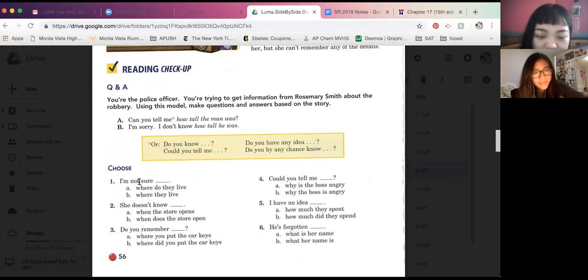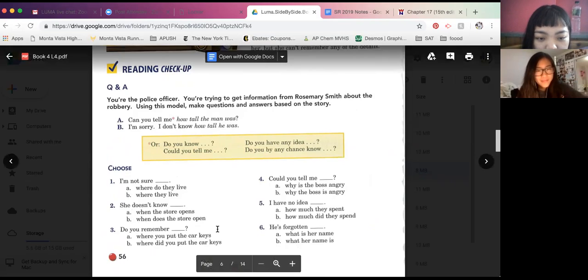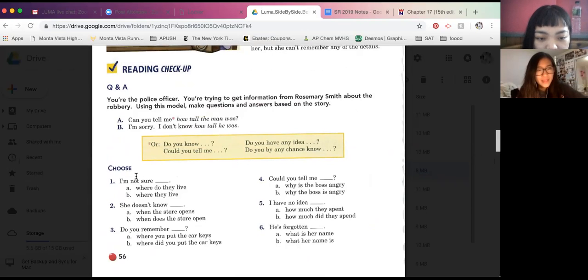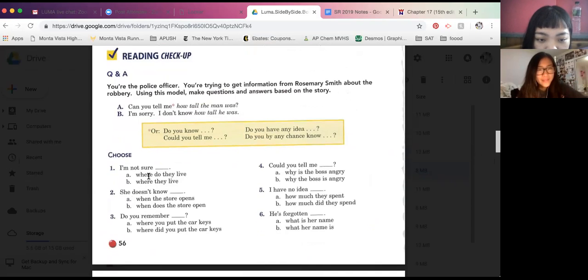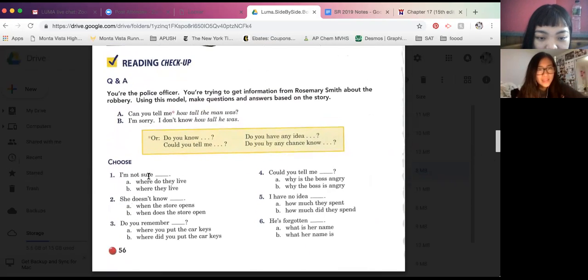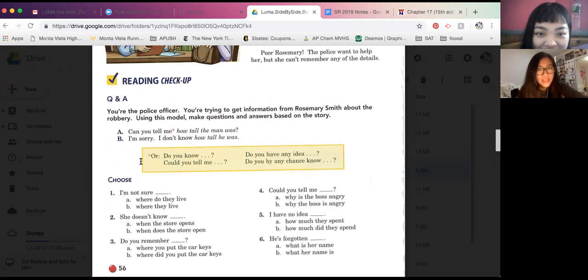And then this is like, remember I gave you a lot of examples of different things, how to say 我不知道. So these are a bunch of different ones. I'm not sure.